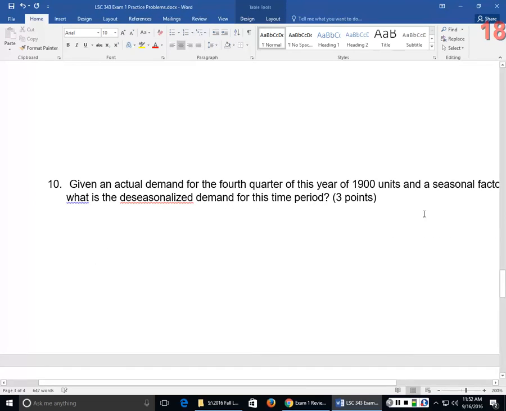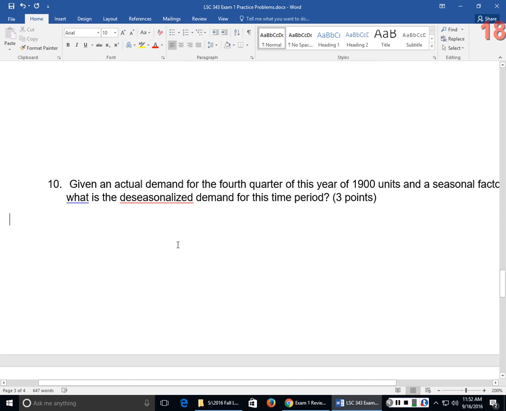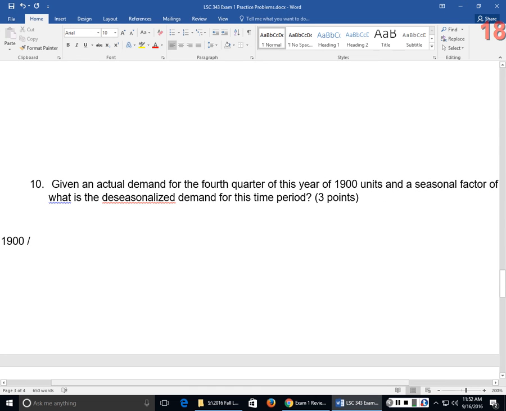So, given an actual demand for the fourth quarter of 1,900 units and a seasonal factor of 0.85, right? What's the deseasonalized demand for that period? So when I deseasonalize demand, what do I do? Isn't it just the total divided by the seasonal factor? It is exactly that. So it's equal to 1,900 divided by 0.85, which is 2235.29, right? So again, it's just checking to see if you've done your Connect homework, you should be completely on board with deseasonalizing is dividing, right?